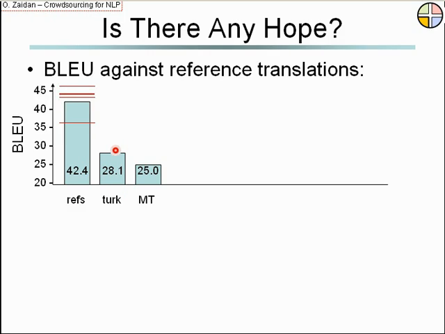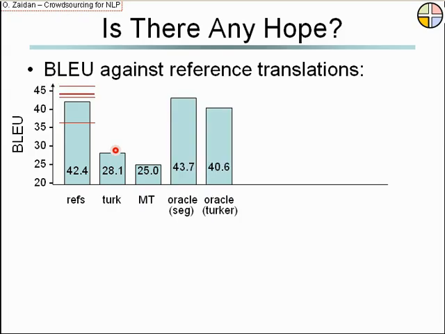Now, before we try to filter that data, I looked at a couple of Oracle scenarios. I asked, is there anything good in there at all? And the answer was yes. If you look at a segment-level Oracle scenario whereby out of the 4 crowdsourced translations, we pick the one translation that is closest to the references, you get a BLEU score of about 44, which is really good. It's within the range of professional translations. And even if you do the Oracle scenario on the Turker level, you're still going to do really well.